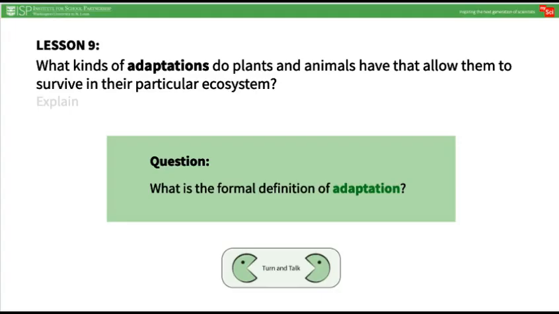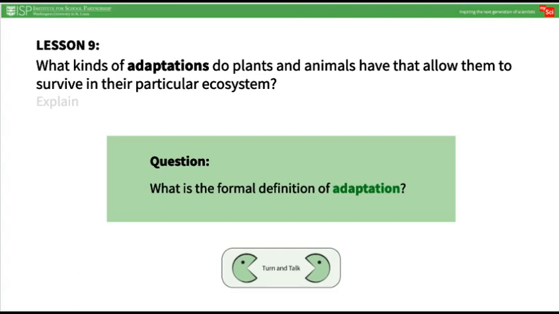Students will turn and talk to give a formal definition of adaptation. Adaptation is a structure or behavior that helps an organism survive in its environment. Explain to them that adaptations can be something a living thing has or something a living thing does.